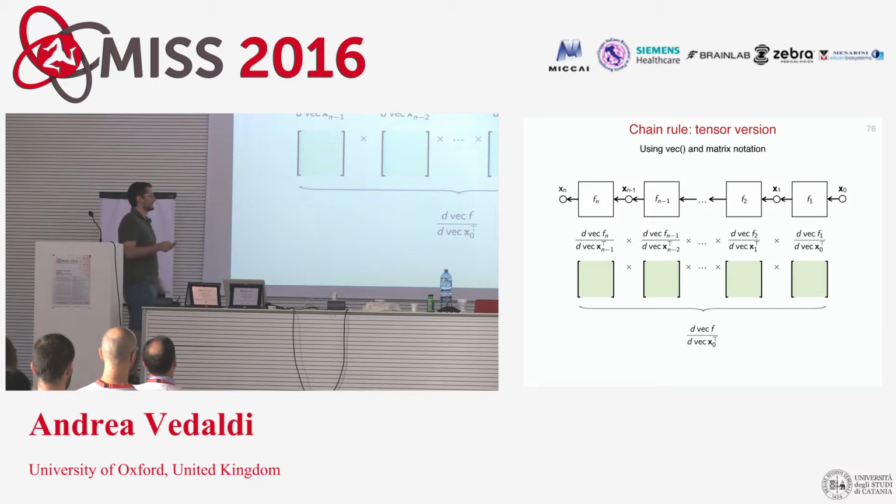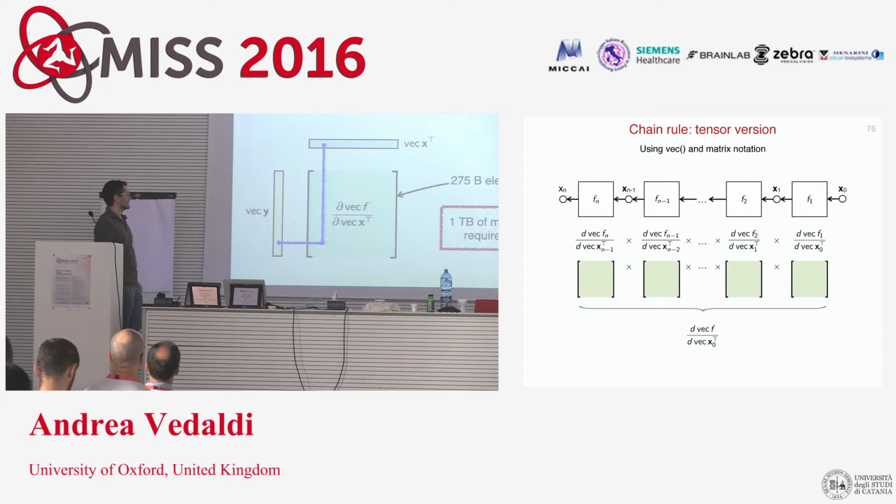Okay, so we'll see the problem in a second. So if you do that, in a network in which all these guys are tensors, then this is what you get. You get matrix multiplications, and then eventually you get the matrix you want, which is the derivative of the whole function with respect to the input. Okay, again, back propagation. What's the problem here?